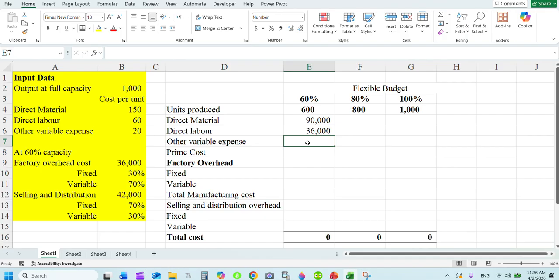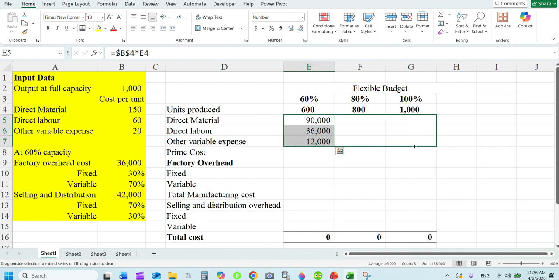And as far as other variable cost is concerned, per unit cost is 20. How many units do we produce at 60%? 600. So this is our direct material cost, direct labor cost and variable overhead cost at 60% output level. So I can simply drag it to the other side. That's how I write my formulas. I can drag it to other output levels. It will automatically compute, right?